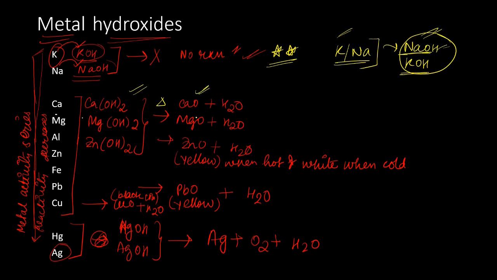They have got corresponding colors. These are not that colorful. These are yellow when hot, white when cold. Next, this is a yellow colored compound. That's it. Last is metal. Metal is formed when AgOH or HgOH is heated.